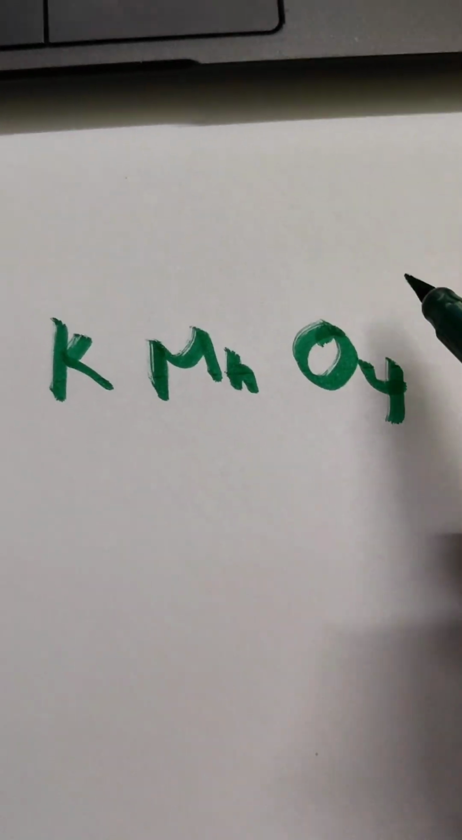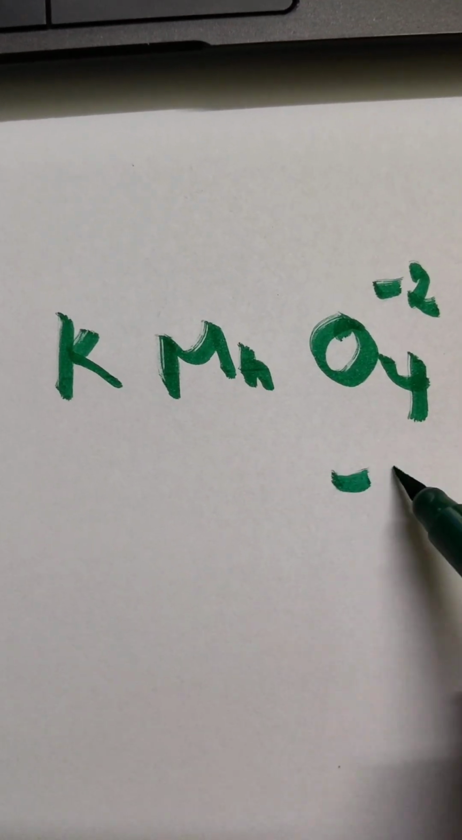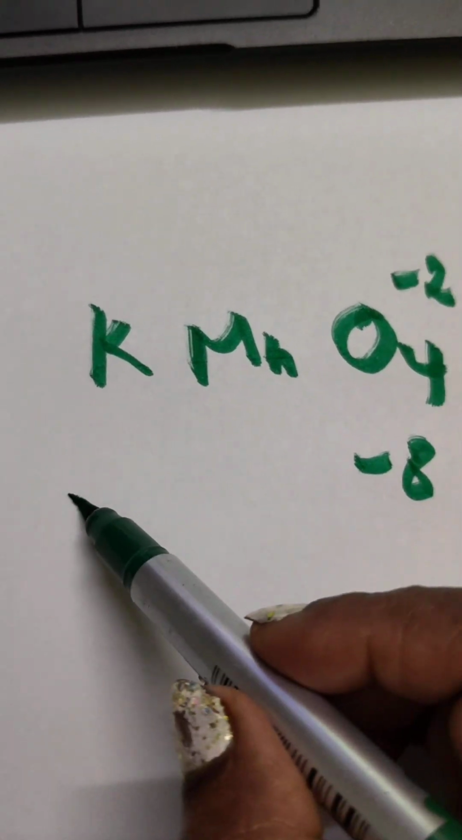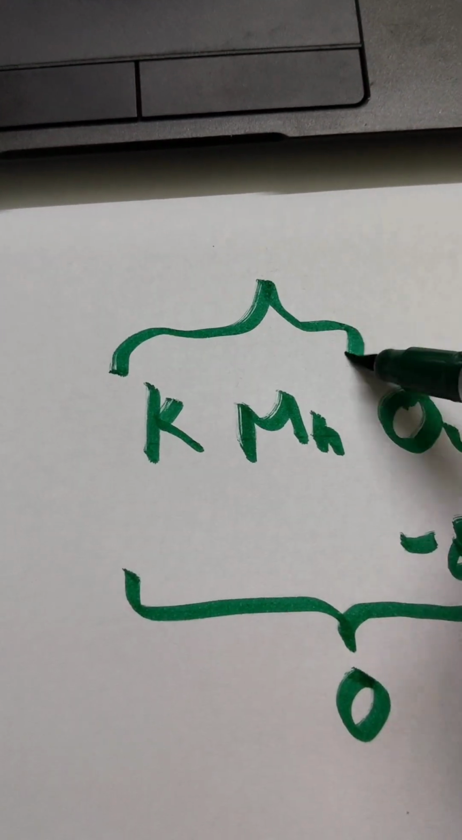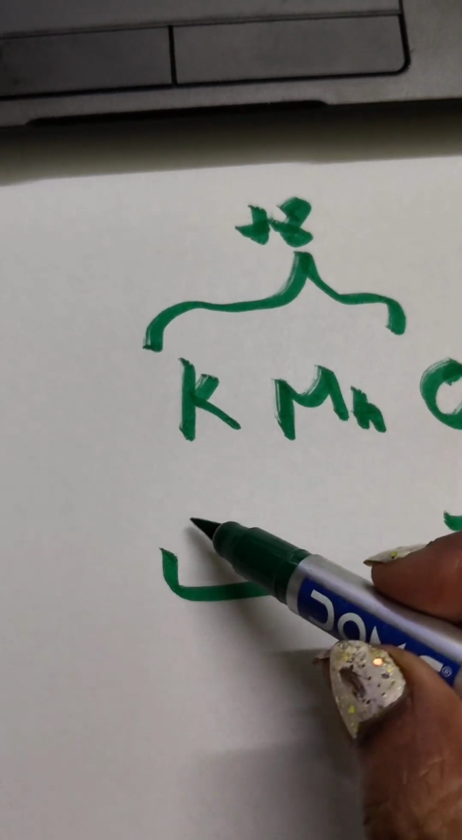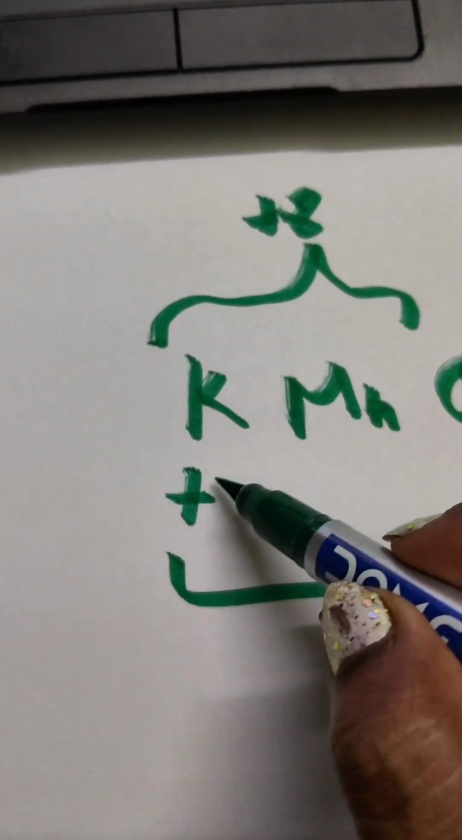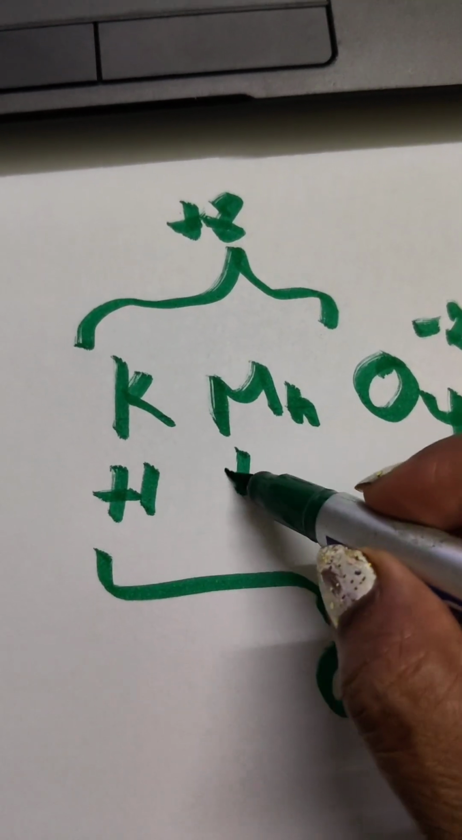So over here, we know oxygen is minus 2, but there are 4 oxygen, so minus 8. And as we have seen, the sum of oxidation numbers should be 0. That means potassium and manganese should give plus 8, right? And also we have seen potassium, which is group 1, alkali metals, always plus 1. Which means, to give you 8 here, manganese should be plus 7.